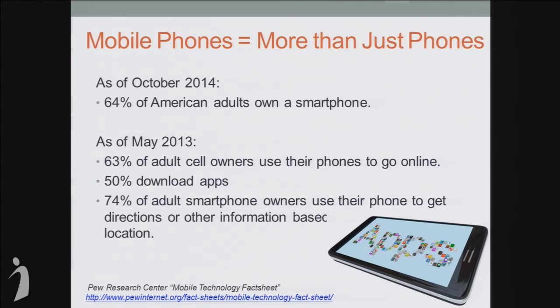As of October 2014, 64% of American adults owned a smartphone. As of May 2013, the latest data that is available from Pew, thank you Pew for collecting this data, 63% of adult cell users use their phone to go online, 50% download apps, and 74% of smartphone users use their phone to get location-based services of some sort or another.